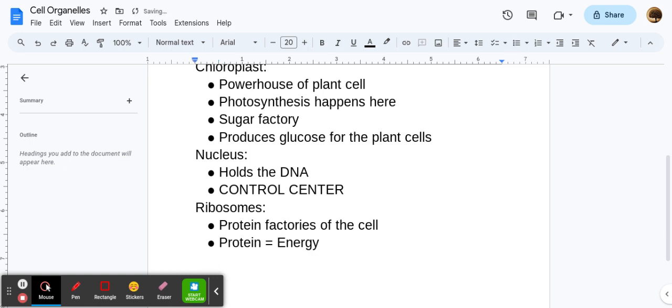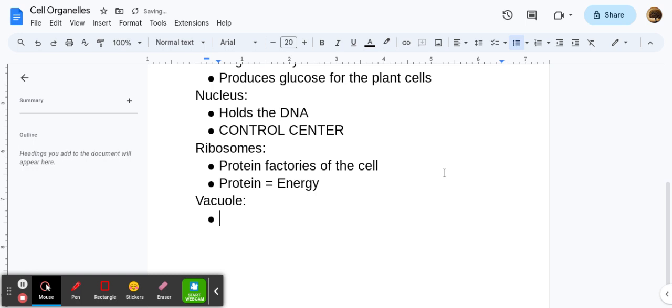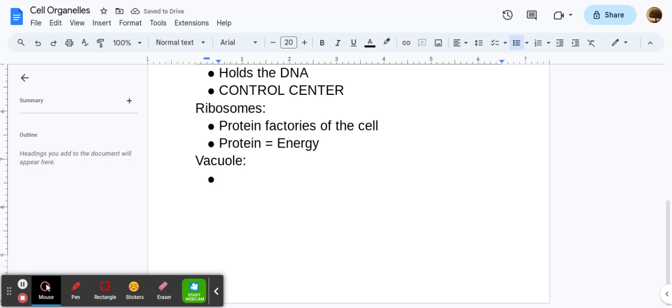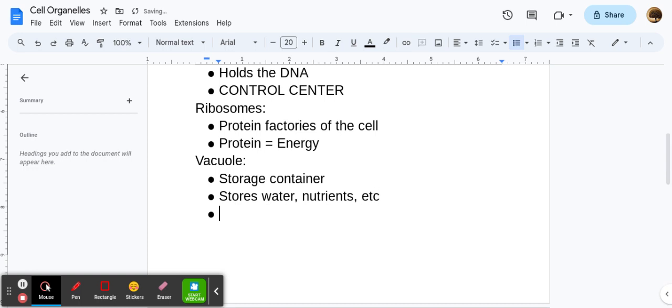Next up, it is the vacuole. The vacuole, simply put, is a storage container. Kind of like a vacuum, it stores everything, like water, nutrients, etc. Remember, this is just a brief overview. You can do your own research or study your teacher's notes about these other things.